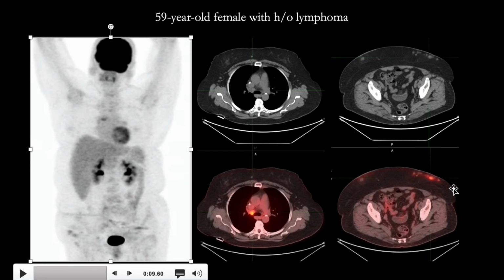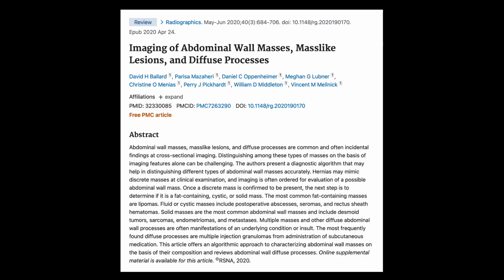And so this is a common artifact that we see. This is FDG uptake in inflammation from injection granulomas. Patients who inject Lovenox in the subcutaneous space frequently get these artifacts where Lovenox can lead to fat necrosis. Necrosis leads to inflammation, and then we have FDG uptake. This is a very good RadioGraphics article on imaging of abdominal wall masses, mass-like lesions, and diffuse processes, and it describes the CT appearance of injection granulomas.